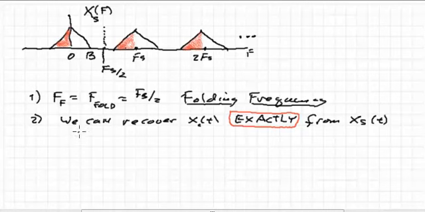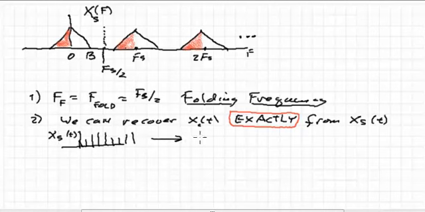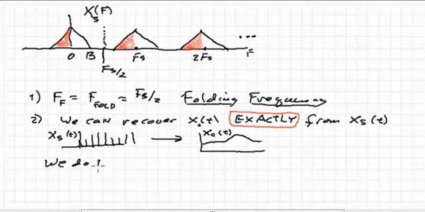That says that I can go from something that looks like this, the sampled signal, I will be able to go to the original signal, something that looks like that. Even though I don't know what's going on in between samples, I claim that I'll be able to do this exactly, with some provisos and that kind of thing. And here's how we do it. We do this as follows.